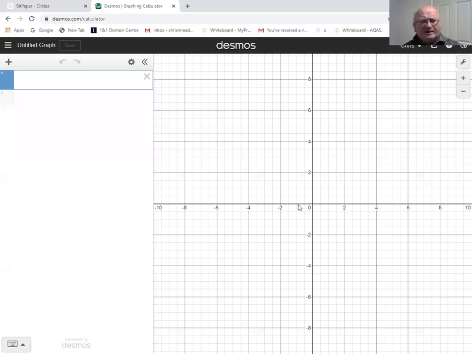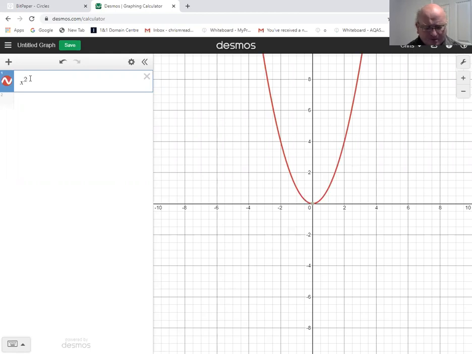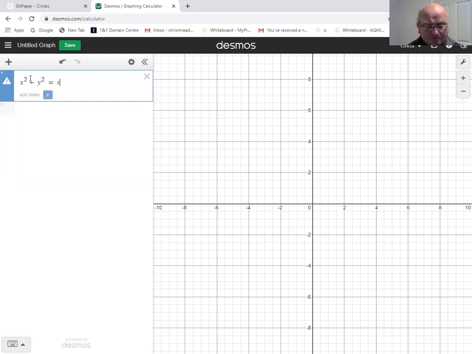So here we have a new blank graph, and to this blank graph we are going to add a circle, and the equation of a circle is x squared plus y squared equals r squared, where r is the radius of a circle.